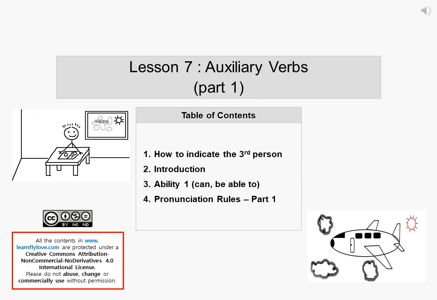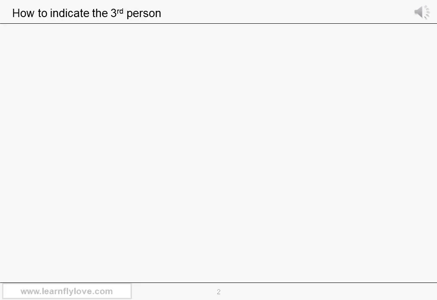We are going to mostly learn how to express auxiliary verbs like can, should, might, etc. in lesson 7. Let's start with can or be able to in this video. Let's go. Before we start the main lesson, let's see how to indicate the third person in Korean one more time. We mentioned this before, but we'd like to make it clearer with this one page.